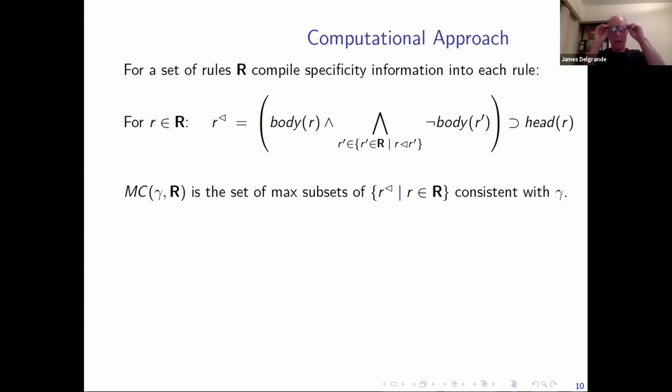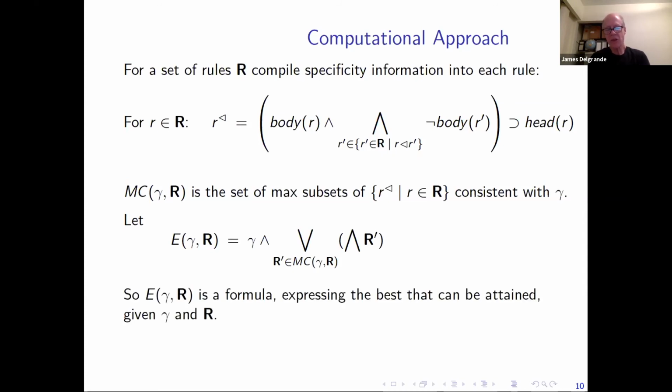Given this, and given a formula gamma expressing contingent information, we look for the set of maximal subsets of these rules consistent with gamma. Okay, so from this, we've got this set of subsets. We take for each subset their conjunction. We disjoin the result. We conjoin that with gamma. So basically, we've now got a formula that has gamma in it, and it's got a disjunction of these maximal subsets. So this is a formula that expresses the best that can be attained given gamma and given R.